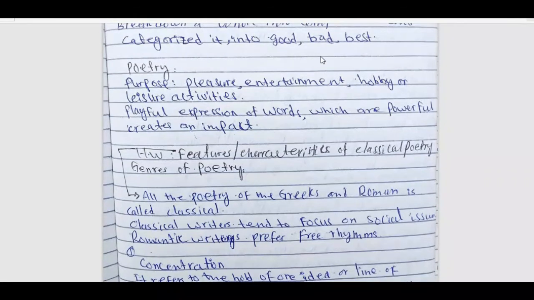And let's come to the purpose. What is the purpose of poetry? The purpose of poetry is to entertain, to give pleasure to the audience. Okay, and poetry is something that is a leisure activity. It's a hobby, a passion, you can say.